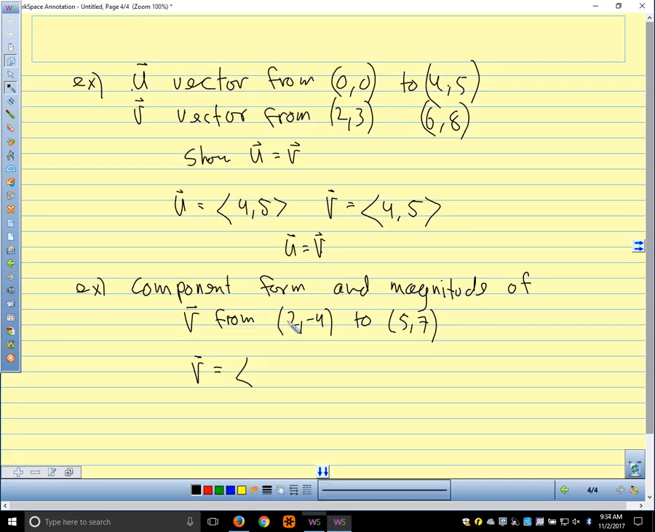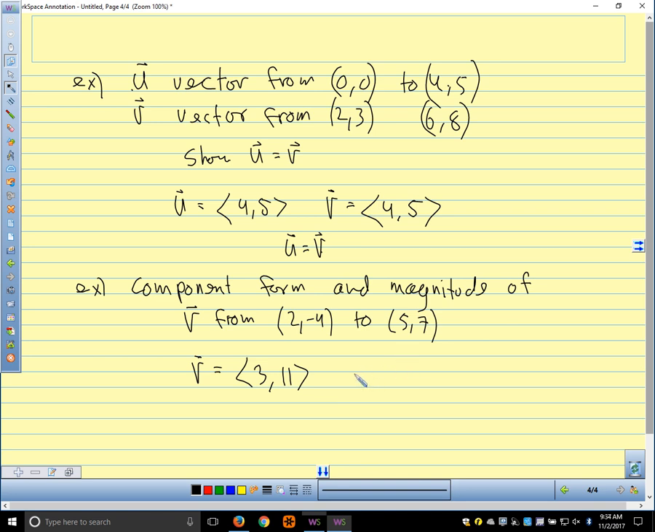All right, so terminal minus initial, 5 minus 2 is 3. 7 minus negative 4 is 11. So in component form, vector v would be the vector 3, 11. What that tells us is to go from 2, negative 4 to 5, 7, I go 3 units in the x direction and 11 units in the y direction.